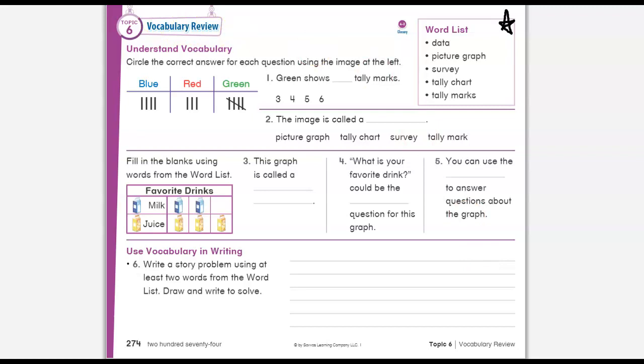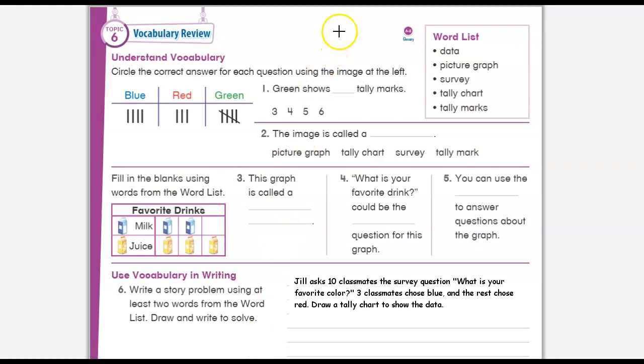I'm going to write my story problem for number 6. For my story problem, I wrote, Jill asks 10 classmates the survey question. What is your favorite color? 3 classmates chose blue and the rest chose red. Draw a tally chart to show the data. In my story problem, I used the words survey, tally chart, and data from the word list up at the top.